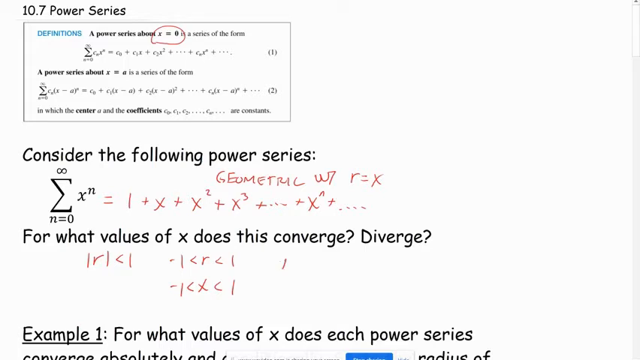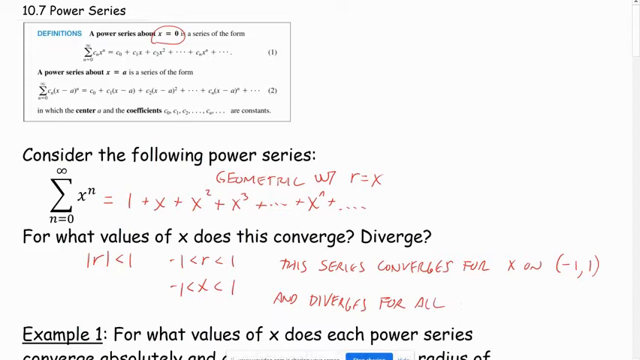And so we say this series converges for x on the interval from -1 to +1, and diverges for all other values. This is interval notation from -1 to 1, so it's parentheses because it's not including the endpoints. We know that if r equals 1 or -1, then the series will diverge.